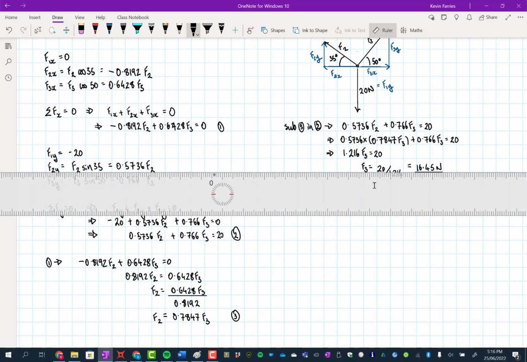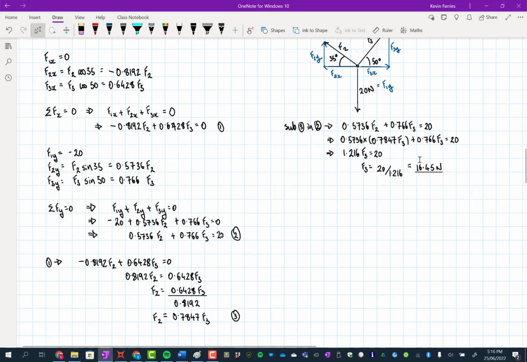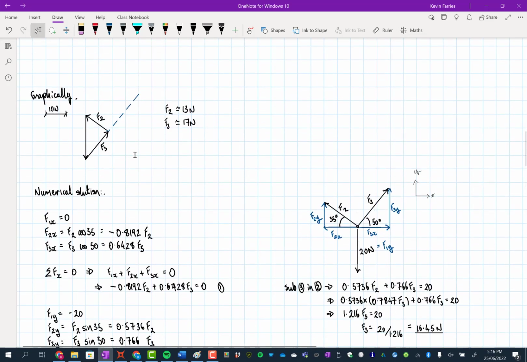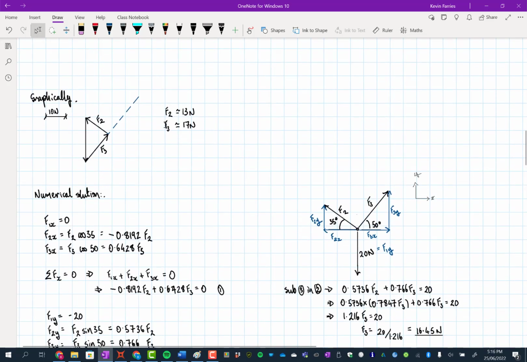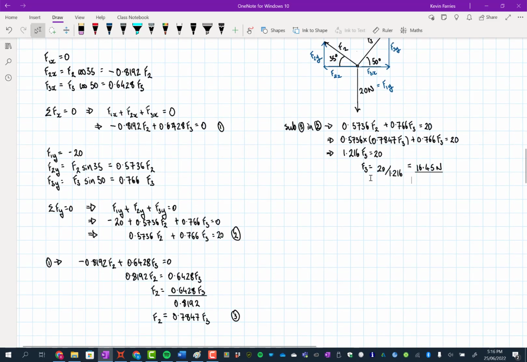So we've now figured out what F3 is. Equal to 16.45, just checked back to the scale drawing. We've got 17 previously. It's near enough given how small the scale drawing was. So that looks pretty good. So now we've got F3. Then we're going to substitute this back into, what do I want to substitute it into? The easy one, where was that? Yeah, F2 is equal to 0.7847 times F3, so we'll substitute it back in here, and that way we can get F2.